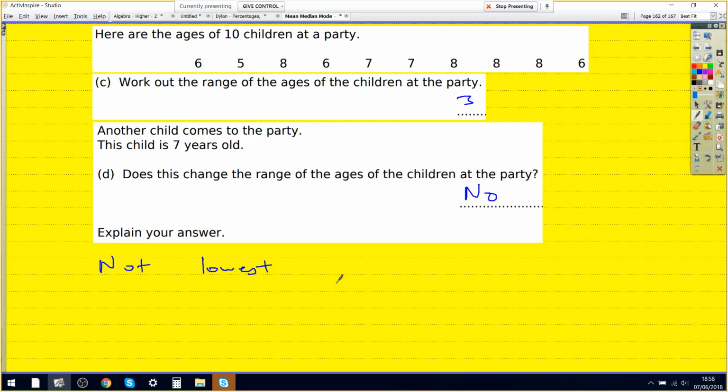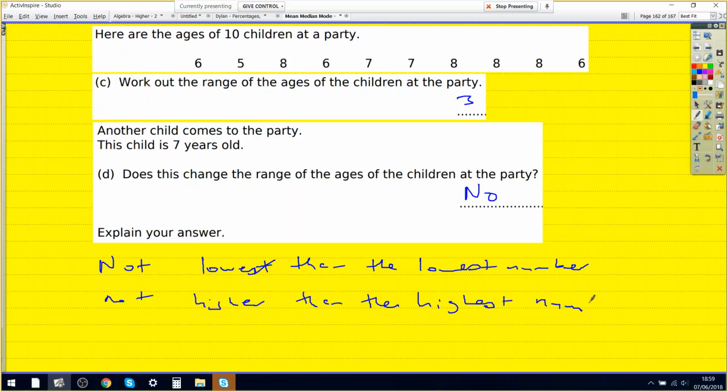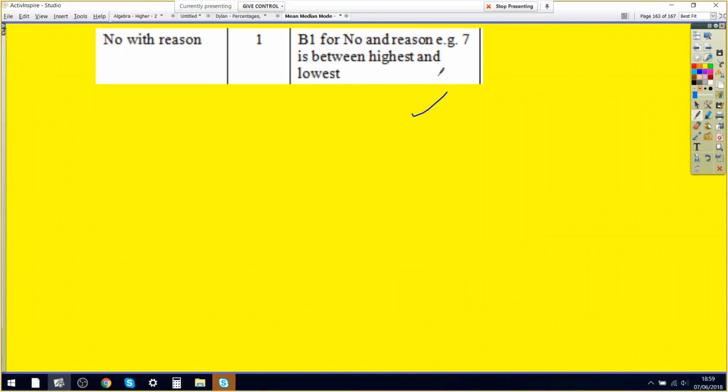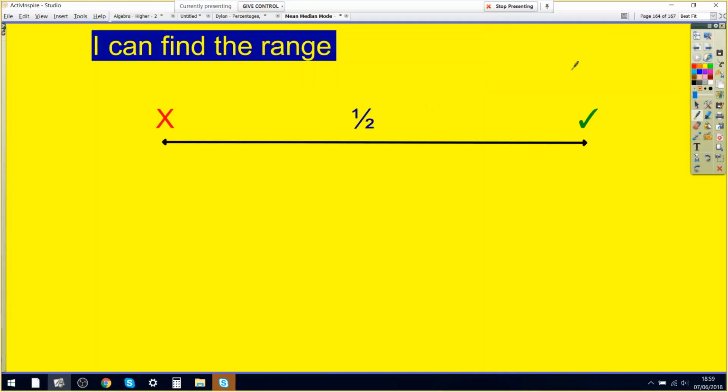So what age would they have to be to change the range? 4. And so they could be 4 or less. There's one other possibility that would change the range. It could be higher than 8. That's it. So it's not lower than the lowest number, and it's not higher than the highest number. And so no, it won't change the range. So yeah, it's in between the highest and the lowest. Okay. X a half or tick. Tick.